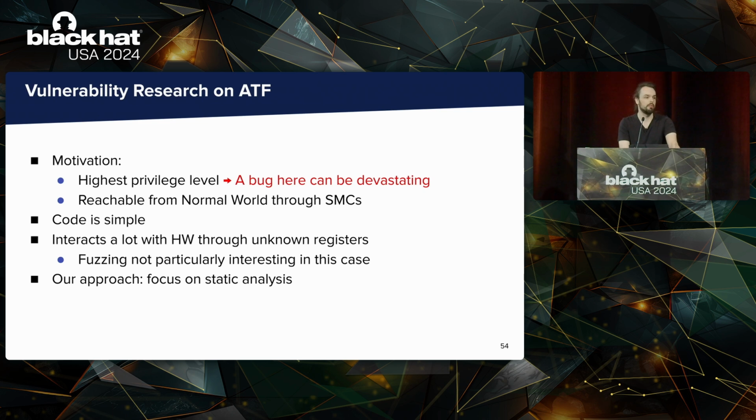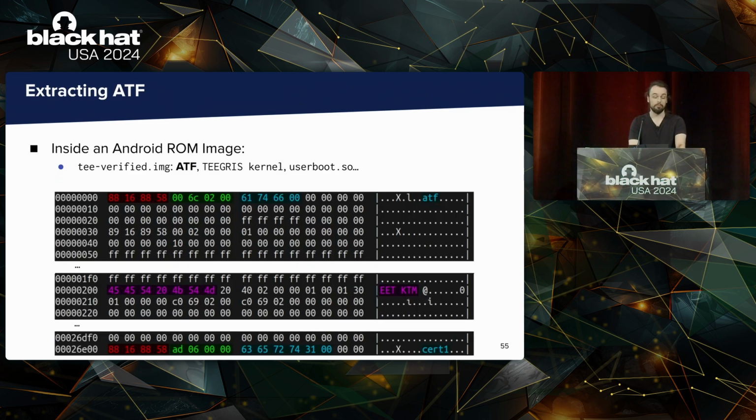However, it interacts a lot with hardware through unknown registers, so maybe doing fuzzing might not be the right idea, as we won't be able to properly emulate these behaviors. So we will just focus on static analysis for now. The first step is extracting ATF. Inside a regular Android ROM image, you have several partitions, and one of them is named teeverified.img. It contains a lot of interesting things, such as the Tigris kernel, but also the ATF, which is what we want. If we open this file using a hex editor, this is what we get.